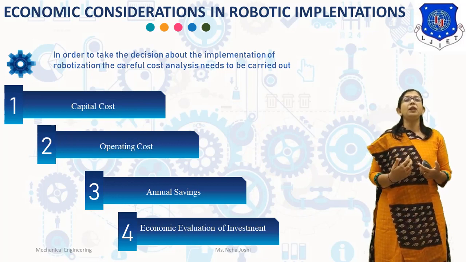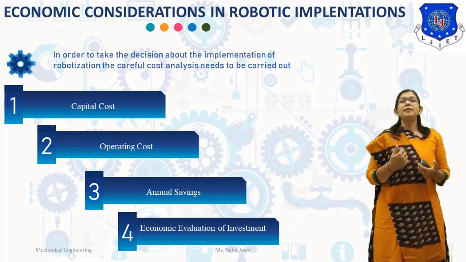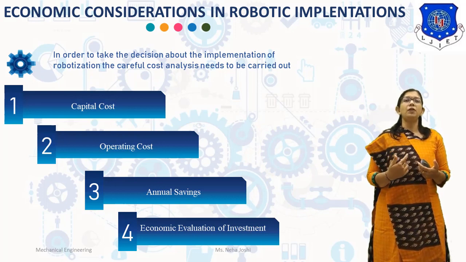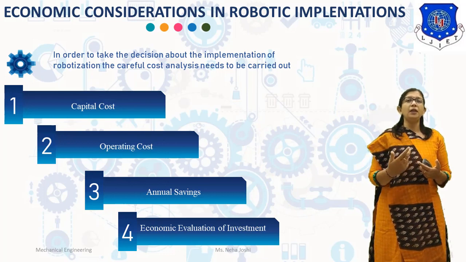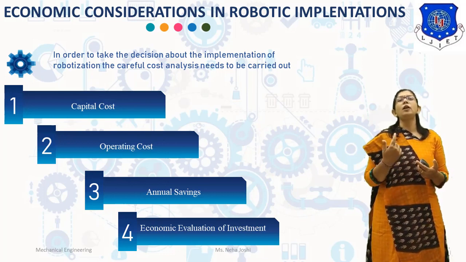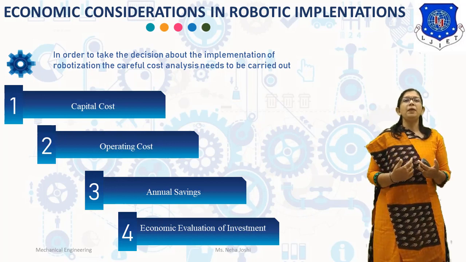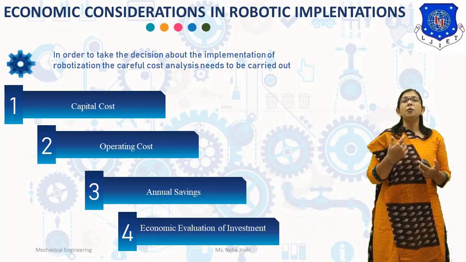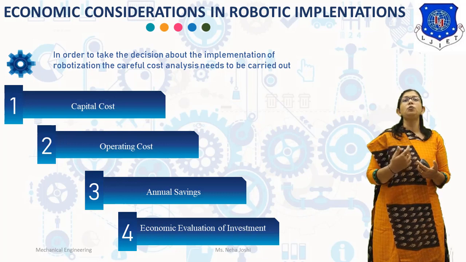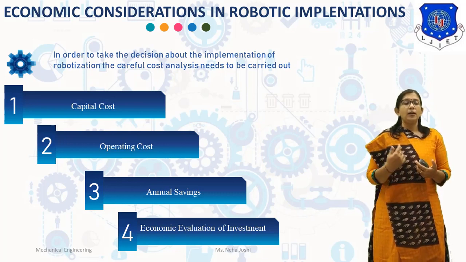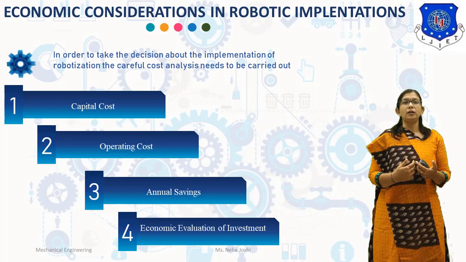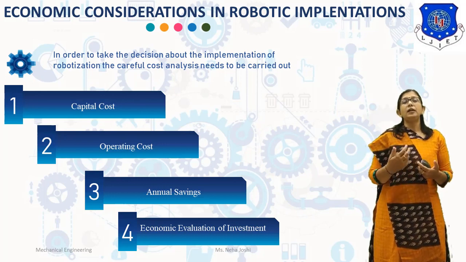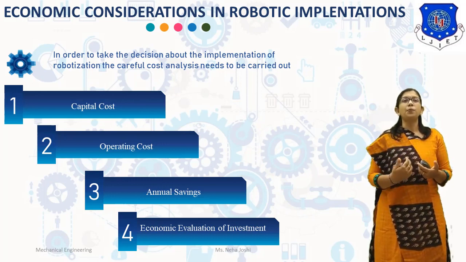Fourth one is economic evaluation of investment. Now there are two basic methods of economic evaluation of investment in robotic installation, that are the payback period method, and the second one is the return on investment method. Now what is the payback period method? This method determines the payback period during which time the net accumulated cash flow is equal to the total investment on the robot. The second method is the return on investment method. The return on investment method determines the rate of return for the proposed project.